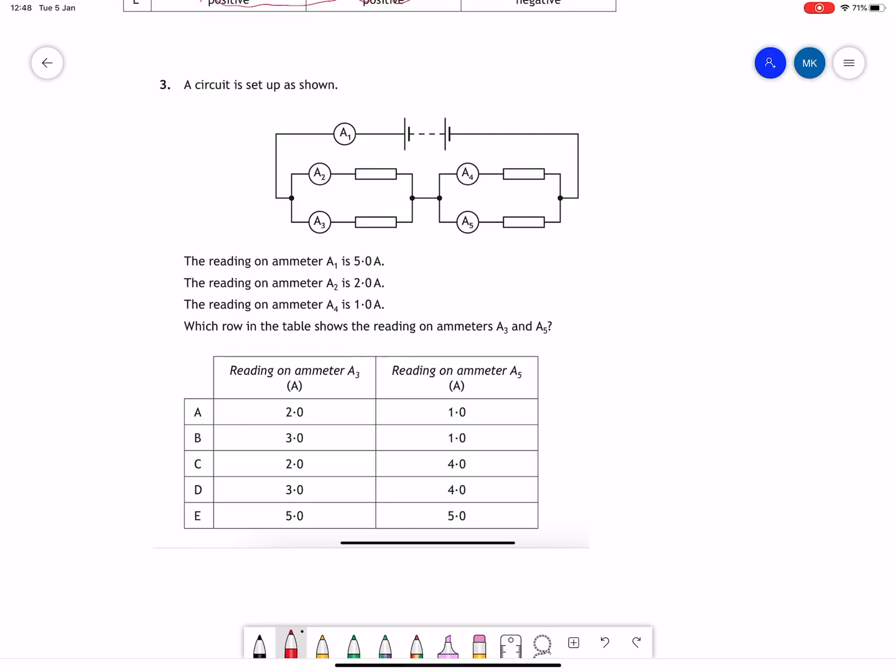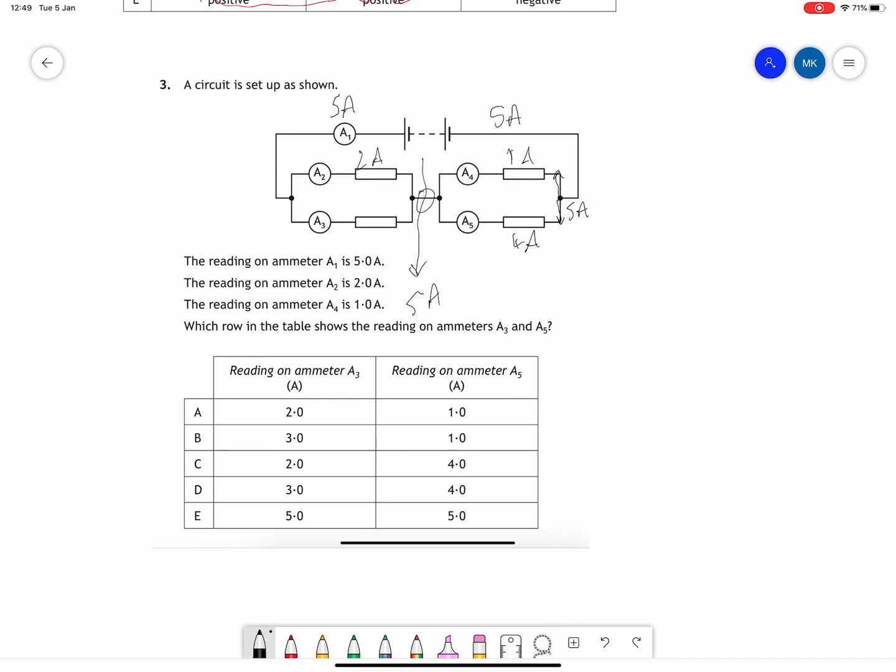Number 3. So it's saying that the reading on ammeter A1 is 5 amps in here. So we must know that must be the total current in the system. So it'd be 5 amps over here, and then it also must be 5 amps in the middle there. So it's saying A2 is 2 amps and A4 is 1 amp. So when 5 amps gets to here, because this is a parallel circuit, it needs to split up. So it's telling you that 1 amp is going up here. So if there's 1 amp there, it must be 4 amps down here.